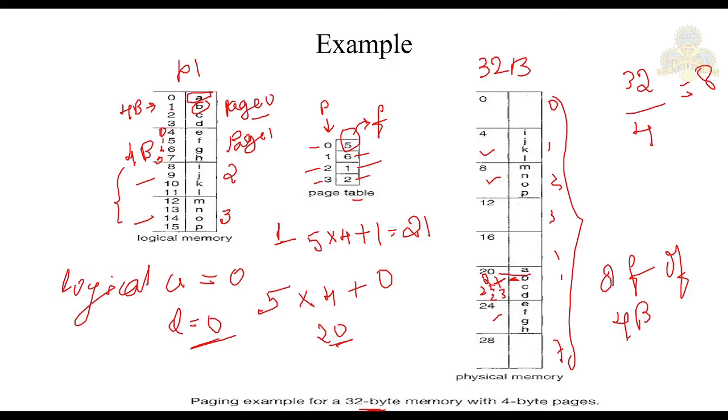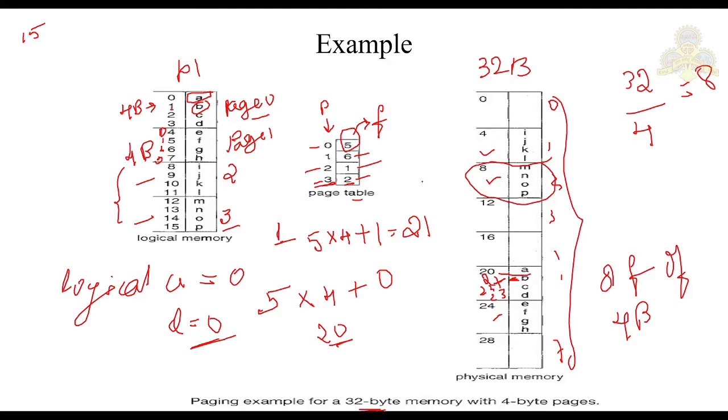If your logical address is, say suppose, 15, then first check the page number where it is present. It is present in page number 3. Come to the page table and check the frame number. Page 3 is present in frame number 2, right? Where is our frame number 2? 0, 1, 2. This frame, right?